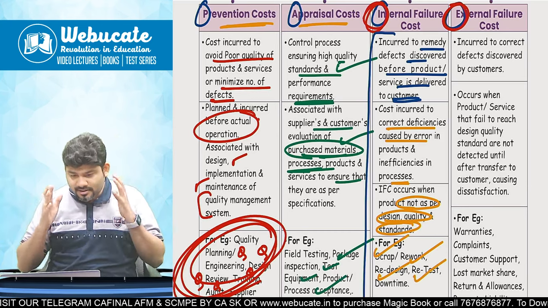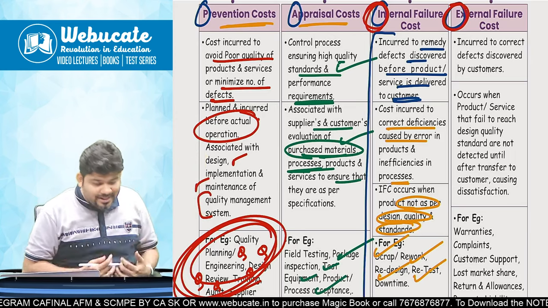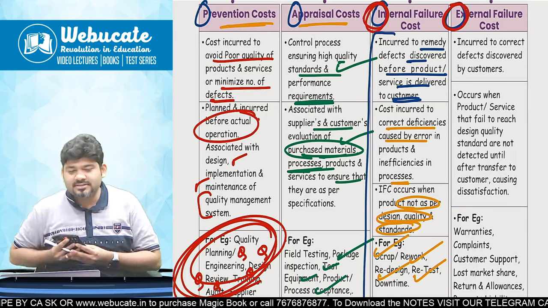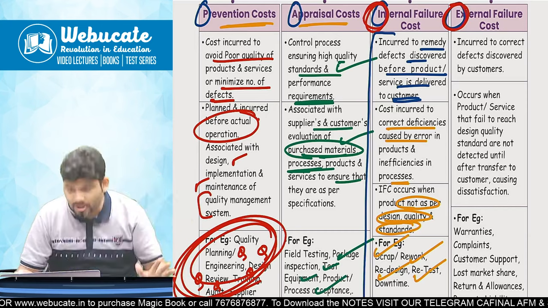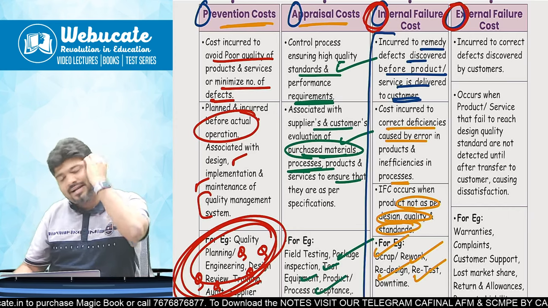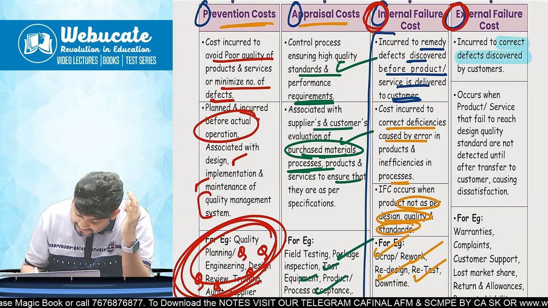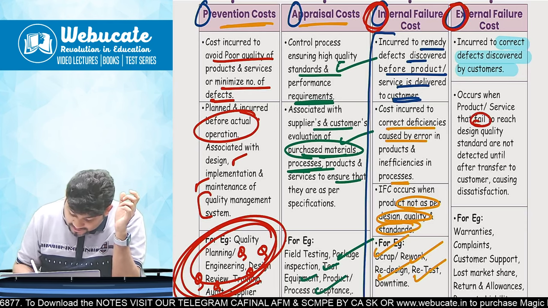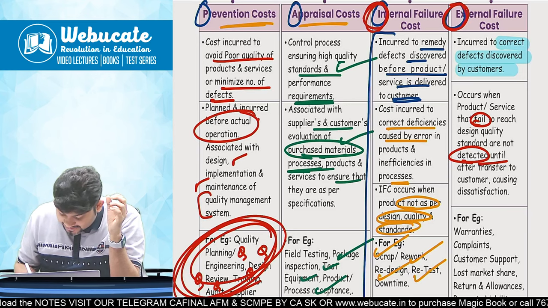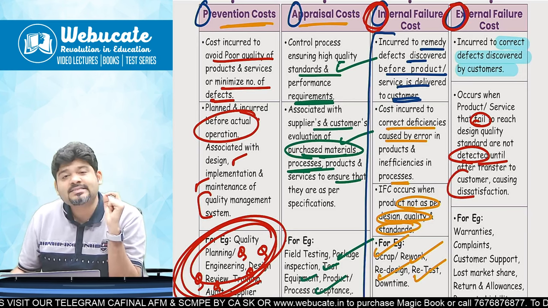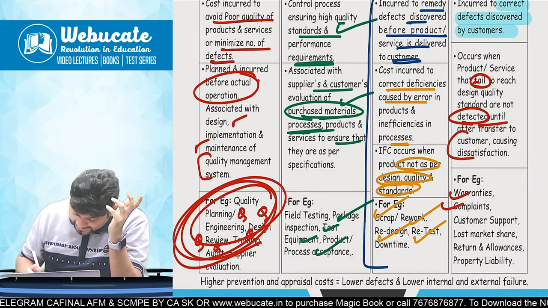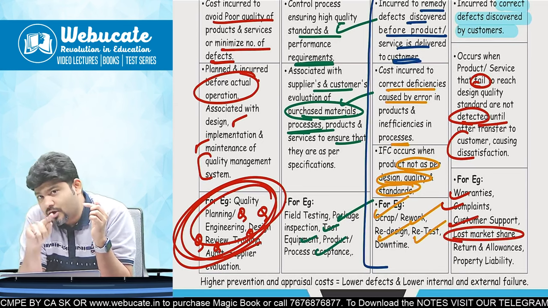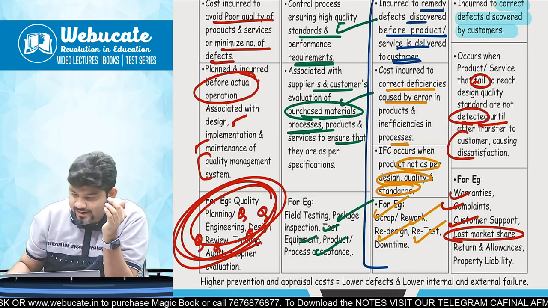And if the product has gone out of the factory, and the customer gets that bad product, then in that case, sorry, but this is called an external failure cost. Incurred after leaving the factory, detected by the customer, incurred to correct defects discovered by the customers. Occurs when a product or service fails to reach the design quality standards, not detected until transferred to the customer, causing dissatisfaction. And warranties, complaints, you will have to give customer support. There will be lost market share. Suppose you do not give a good quality product, then the customers will not refer it to some other customer. And as a result, you will lose market share. So that is a big problem.